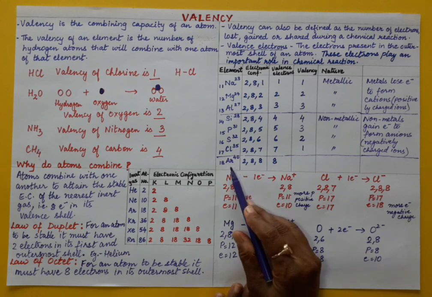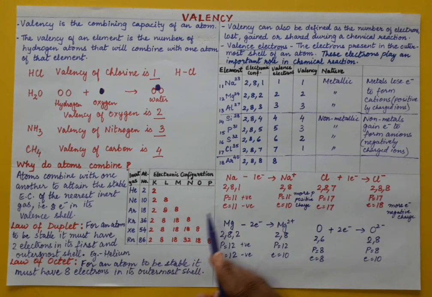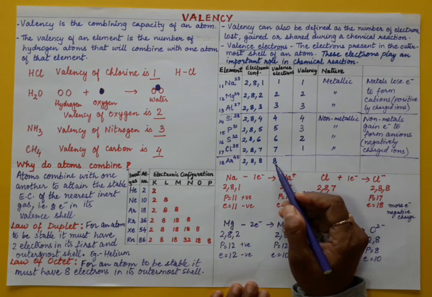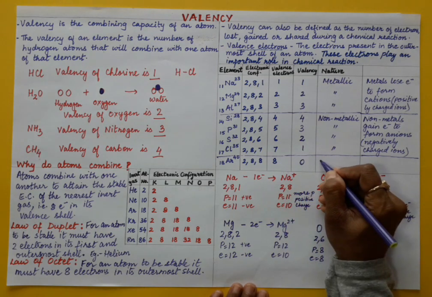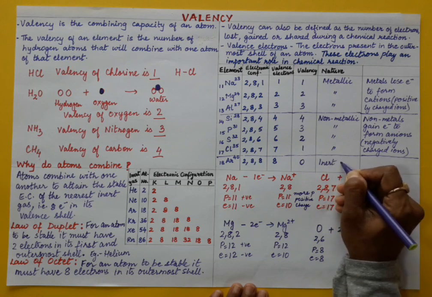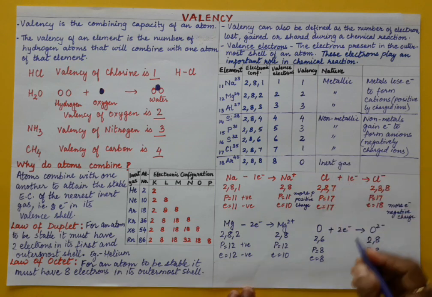Now in the case of argon, as I told you, all these 6 are stable. They have 8 already, octet is complete, so the valency is 0. 8 minus 8 is 0, and it is an inert gas. Inert means least reactive.